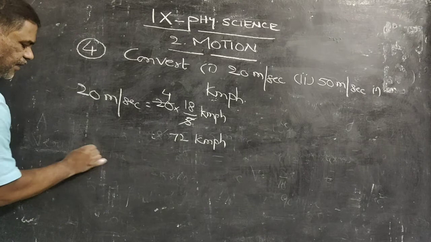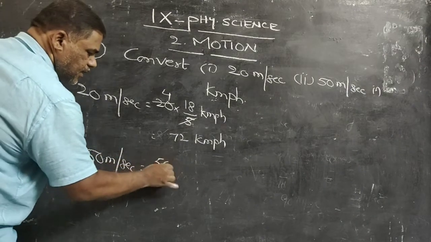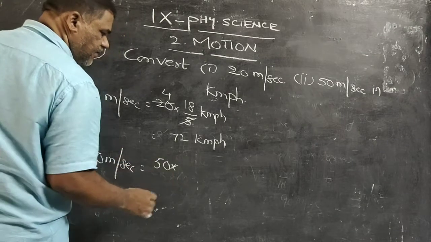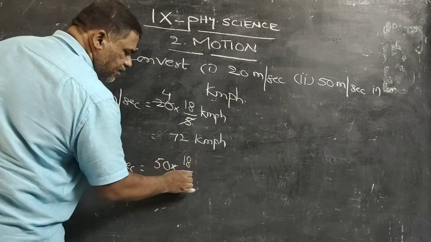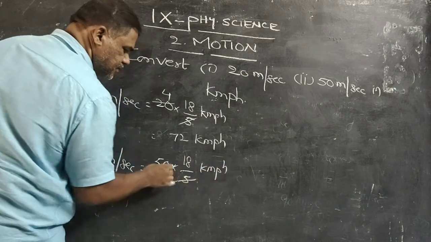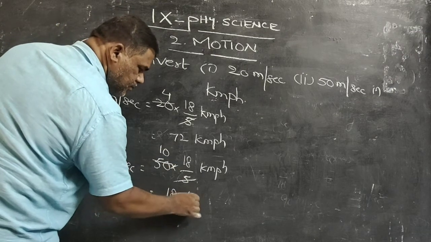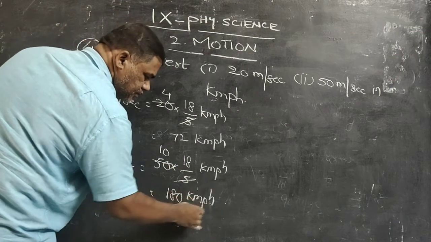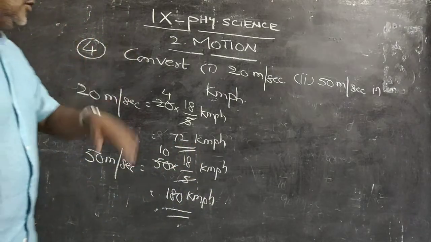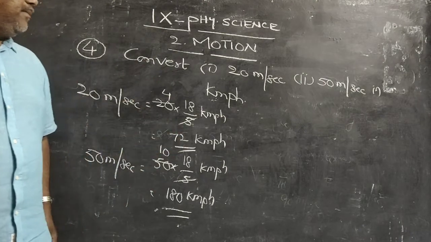Next, 50 meters per second. Meter per second can be converted into kilometer per hour by multiplying with 18 by 5. So like this we can convert meter per second into kilometer per hour, and kilometer per hour can be converted into meter per second.